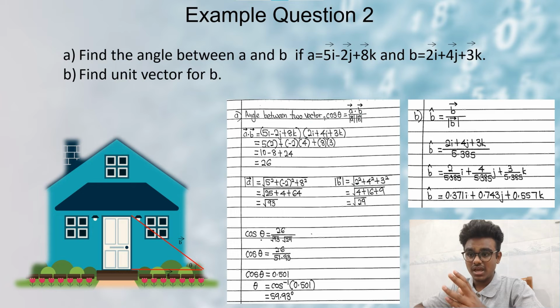Then you just need to separate it into groups, which is 2 divided by 5.385 i plus 4 over 5.385 j plus 3 over 5.385 k. Thus the final answer will be 0.371i plus 0.743j plus 0.557k. That's all.